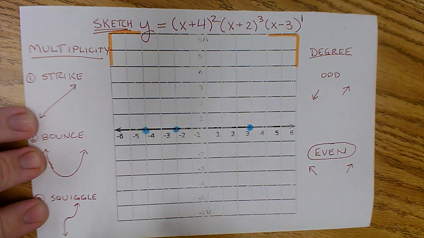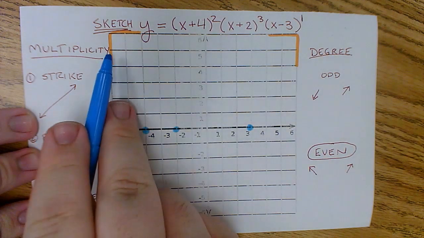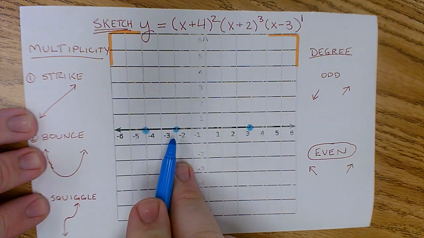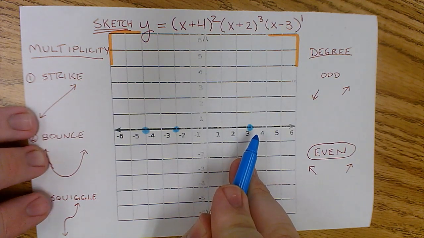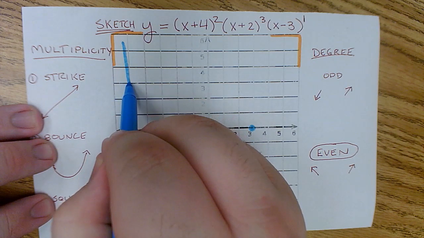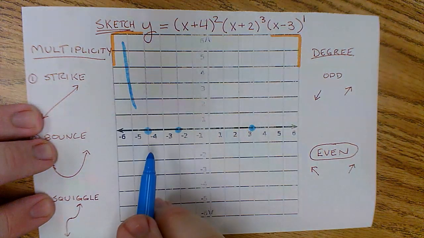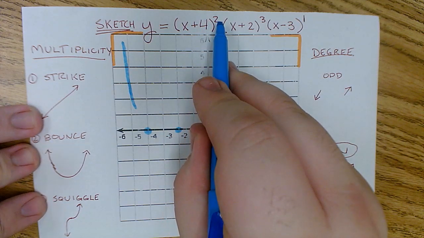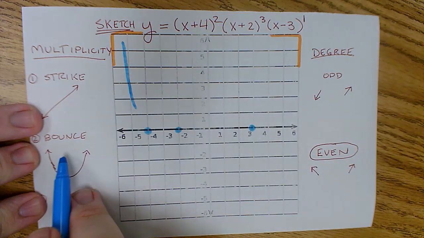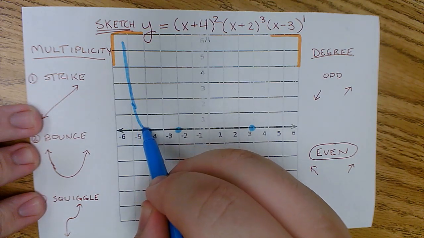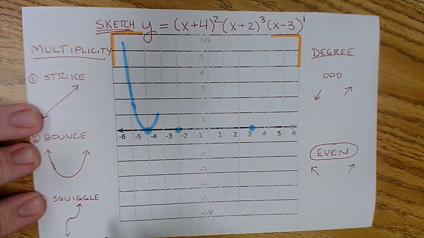Now I think we are ready. We've got to start from the upper left and end at the upper right, and we've got to hit these three locations the correct way. So, starting from up here, I'm going to approach the negative 4. Now if I look at my negative 4, the factor x plus 4 was squared. That has a multiplicity of 2, so we're going to bounce. So just come on down and bounce off the axis.